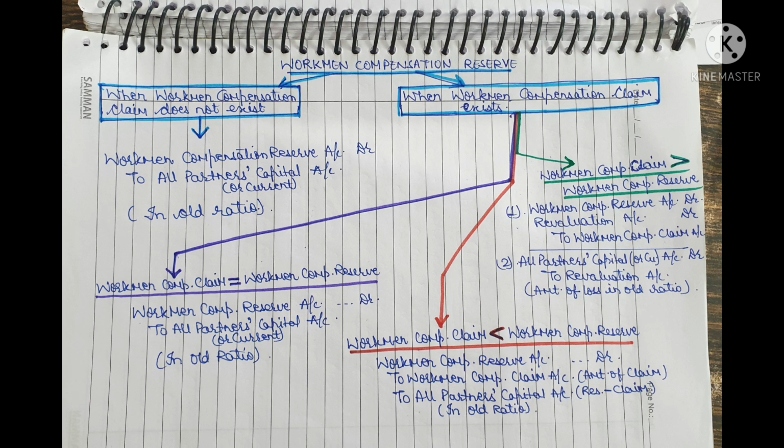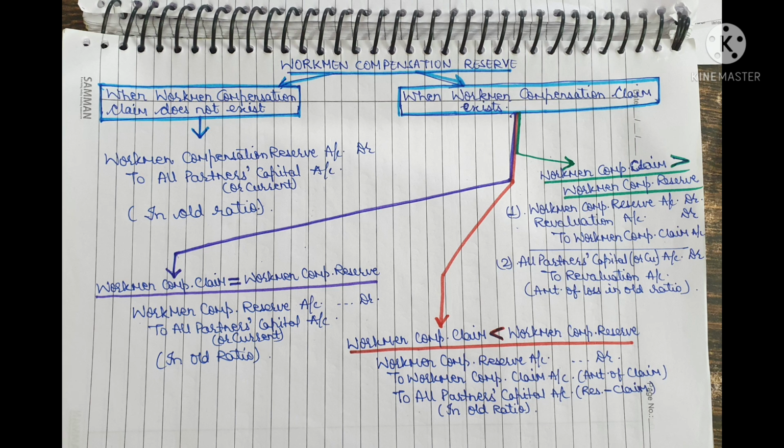Now the second situation which can be if the workmen's compensation claim is less than workmen's compensation reserve. For instance, the workmen's compensation reserve given in the liability side of the balance sheet is rupees 10,000 and the claim given in the adjustment or the additional information is rupees 6,000. So this is the situation when the claim is less than the reserve. One single entry will be passed, that will be workmen's compensation reserve account debited to workmen's compensation claim account and to all partners' capital or current account in their old ratio.